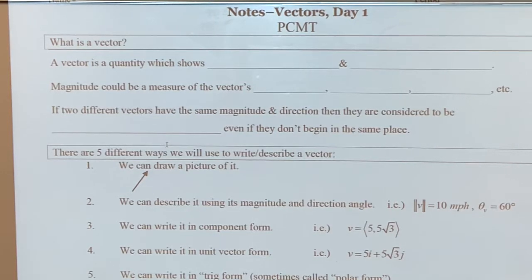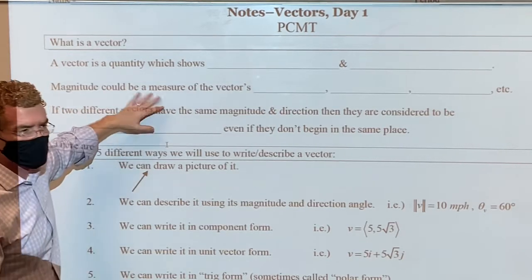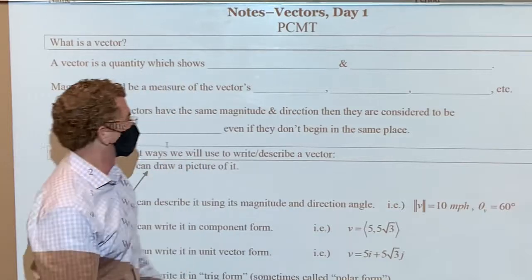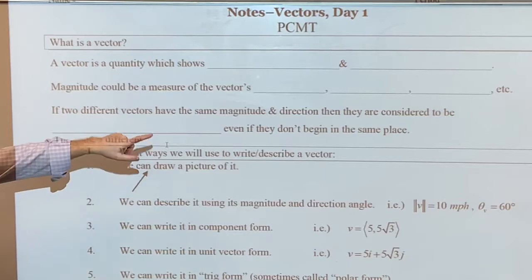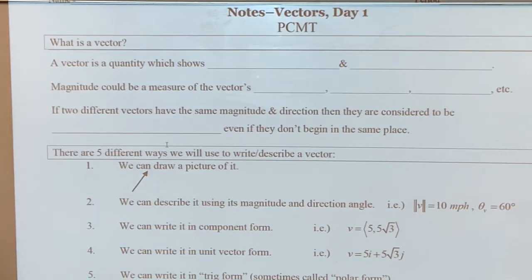I said magnitude could be a measure of a vector's, and I'm just throwing out examples. It could be force, it could be its velocity, it could be acceleration, any unit which we measure the power of something or the size of something or whatever. That could really be the magnitude. And then the last thing I have right here on the little fill in the blank, it says if two different vectors have the same magnitude and direction, they are considered to be equivalent.